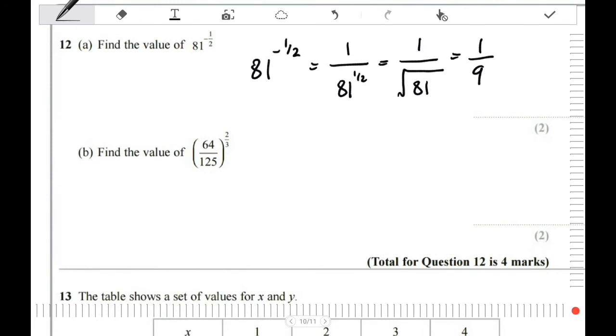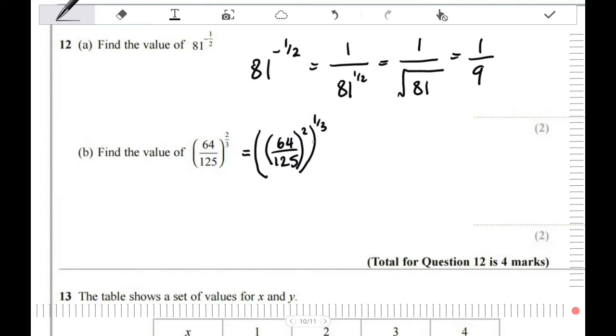Okay, find the value of 64/125 to the power of 2/3. Now the way you can simplify this or break it down is this left hand side is the same as what I'm going to write on the right hand side, which is as follows: 64/125 to the power of 2 to the power of 1/3. And you'll see why I've written it in this way, but these are indice rules.